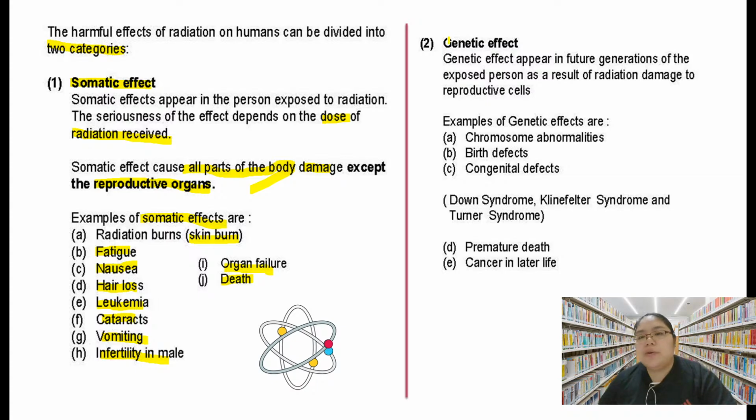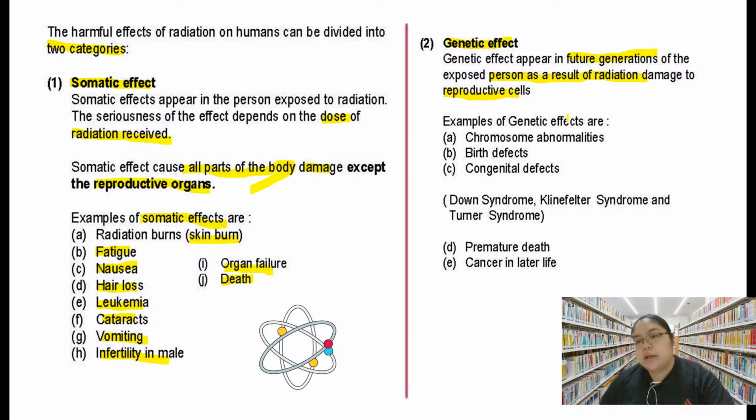Now we're going to see the genetic effect. The genetic effect appears in future generations. That means it does not affect you, it affects your coming generations. So maybe now you're exposed to radiation, and you're okay, nothing happened. Maybe your son will have problems already. So this one is radiation that will damage reproductive cells.